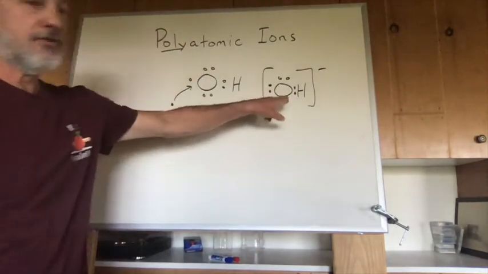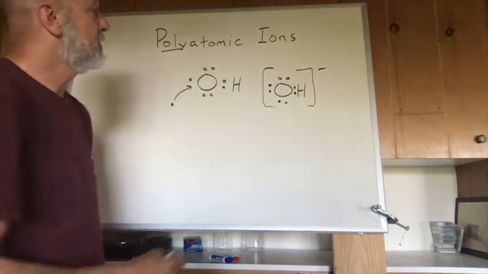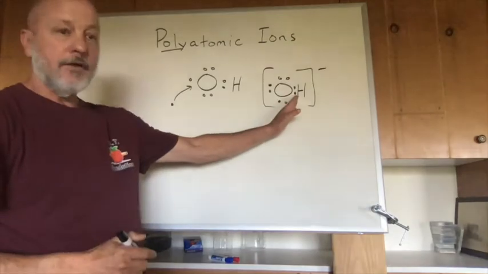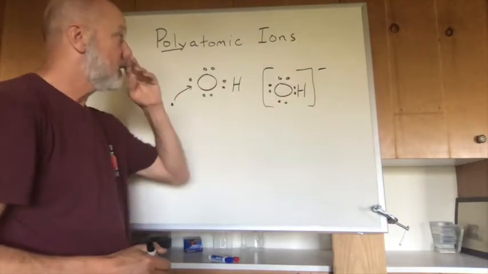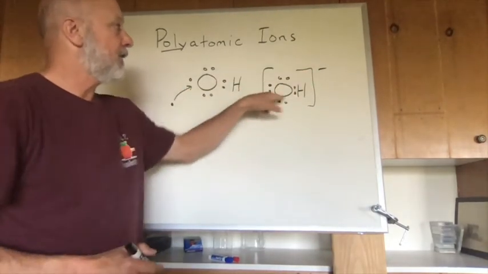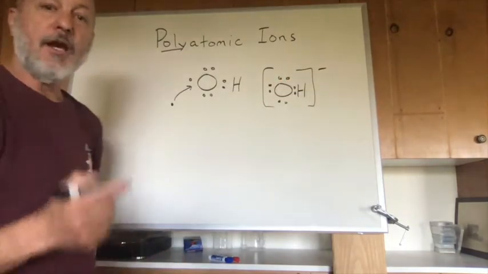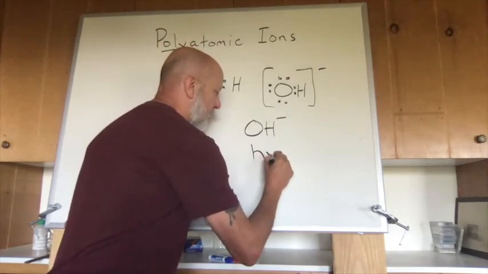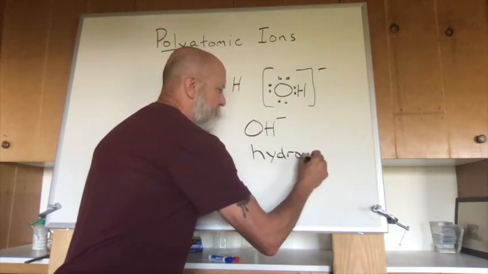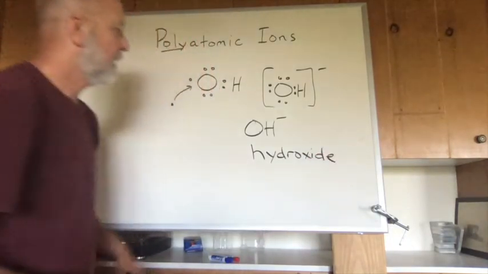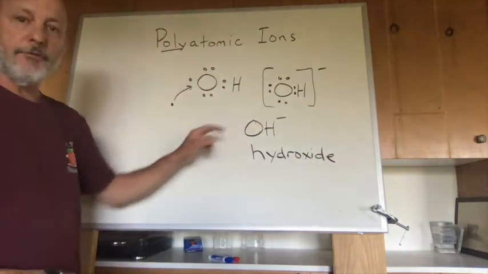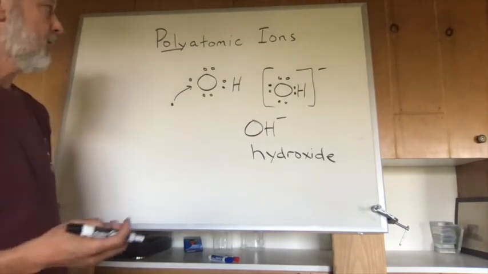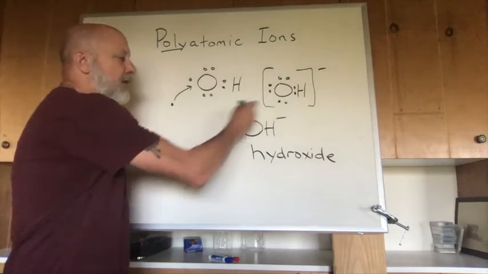Put brackets around it to show it's a charged particle. So oxygen has filled that. It's got its 8. Hydrogen has its 2. There's a covalent bond between the oxygen and the hydrogen, but they add an electron so that it has a net negative charge. It is an ion. It is OH minus, which we call hydroxide. And so I've got 2 atoms covalently bonded together that added an electron to form a negative ion.